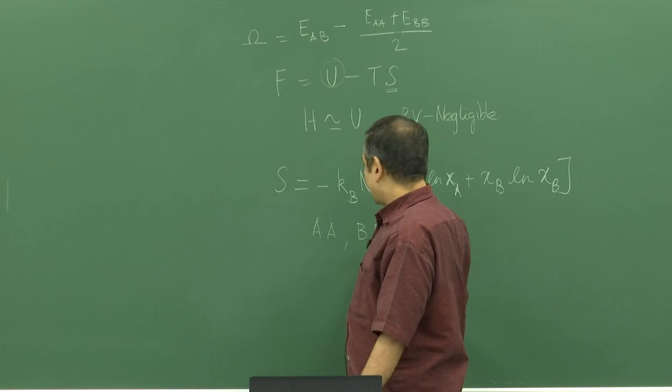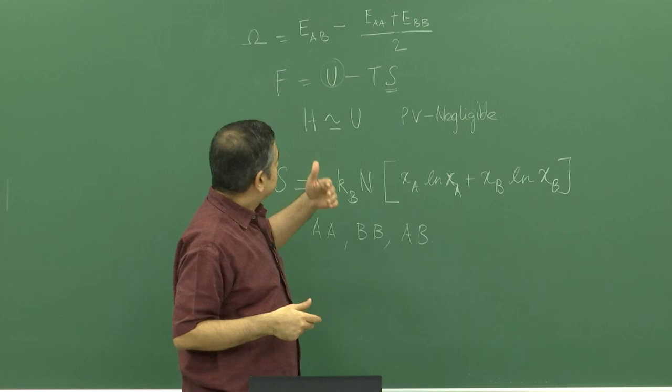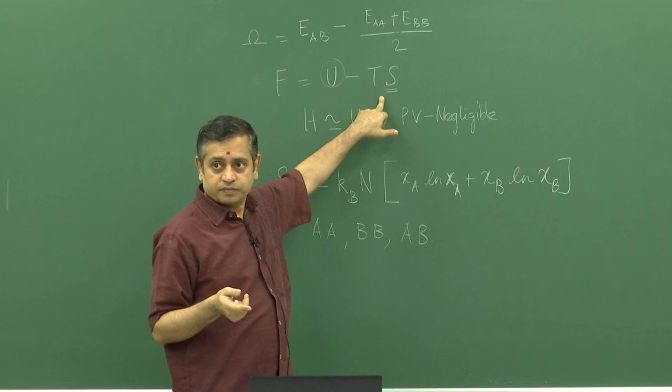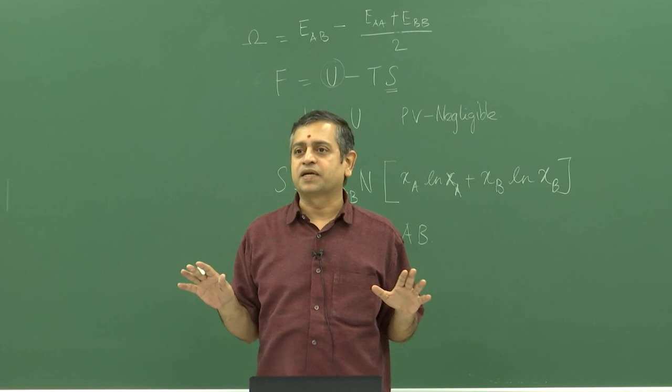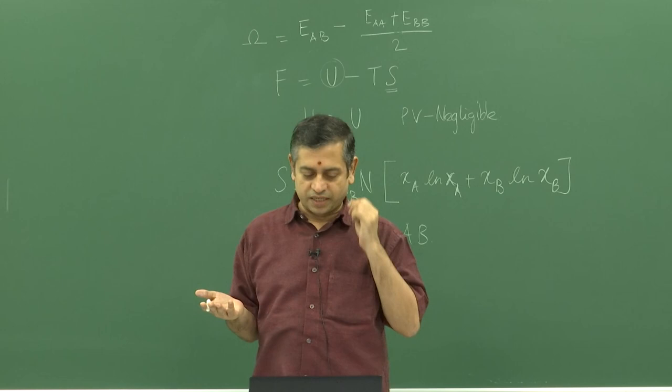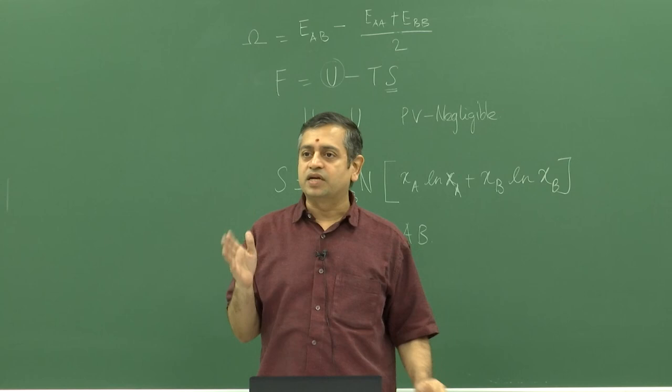So what is problematic, and where you have to work harder, is to get the entropy. Okay. If you get the entropy, you can get free energy. And if you get either entropy or free energy, everything there is to know about the system is known to you thermodynamically anyway. That is the main reason why we are interested in the free energies. And the cost in getting the free energies is mostly evaluation of entropy.